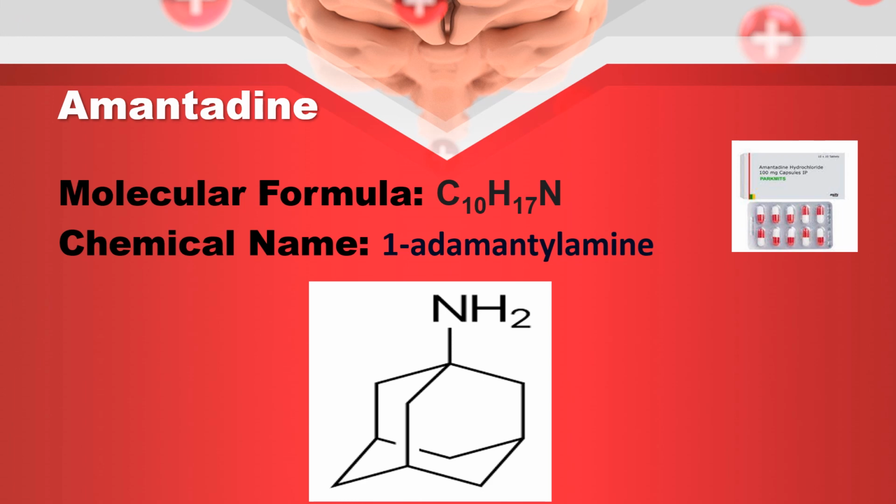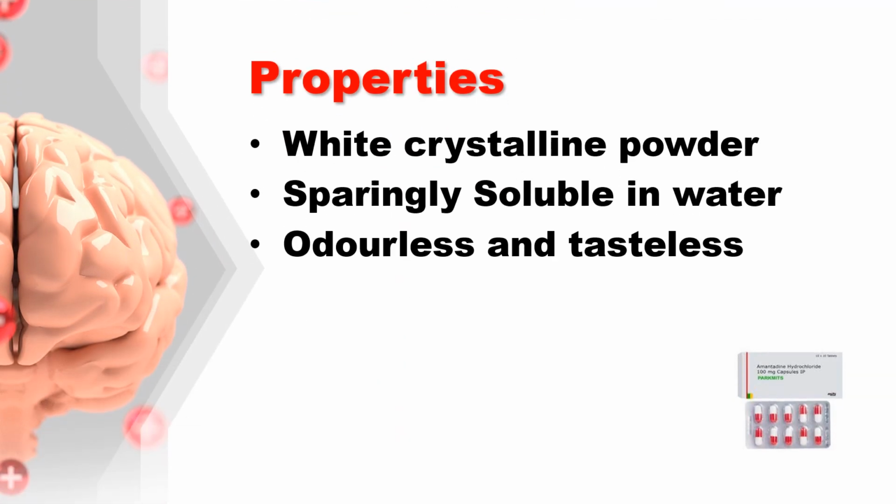The next anti-Parkinsonian drug is amantadine. The molecular formula is C10H17N. The chemical name is adamantylamine. Properties. It's a white crystalline powder. It does not possess any odor or taste. It is sparingly soluble in water.